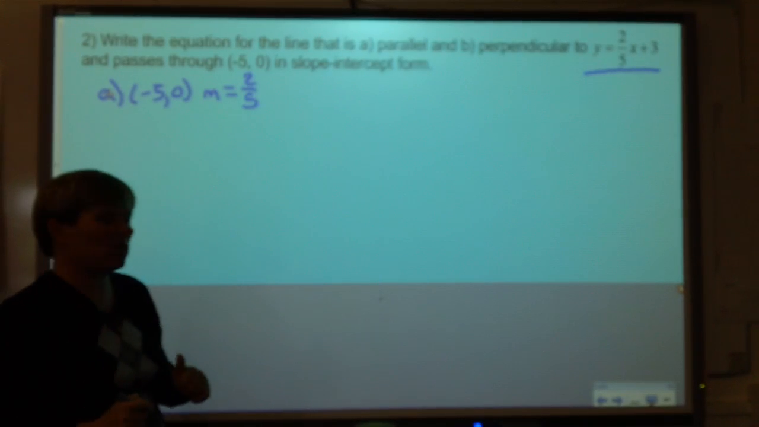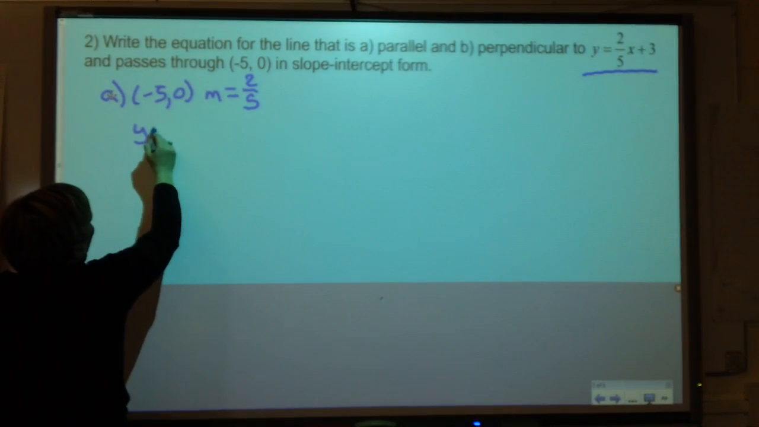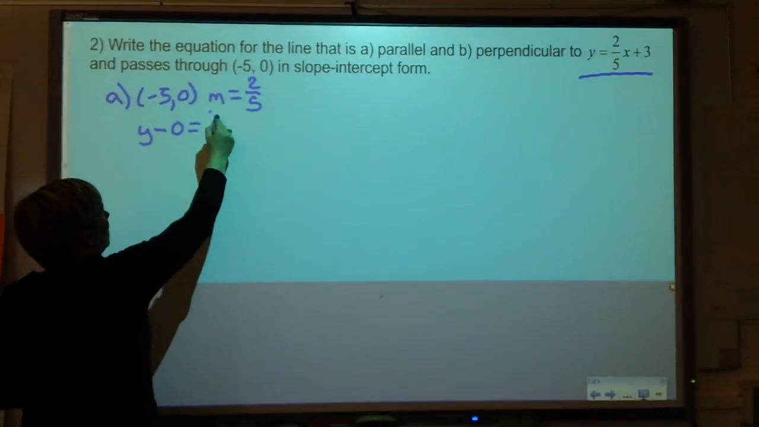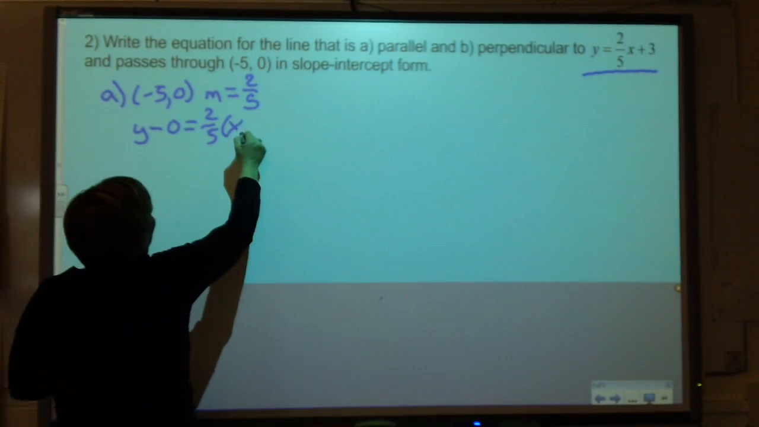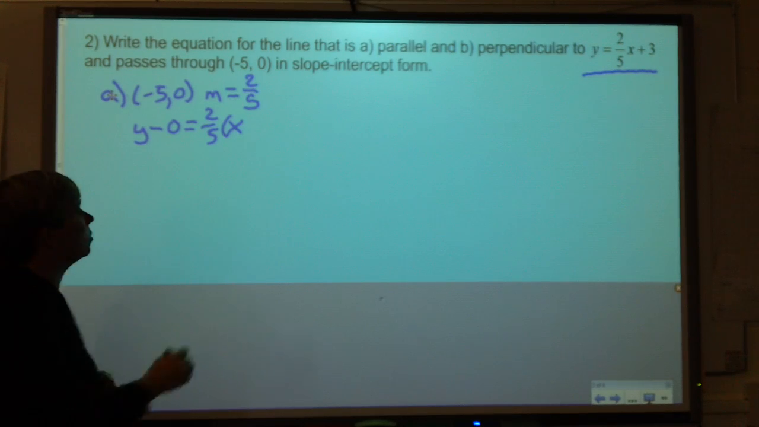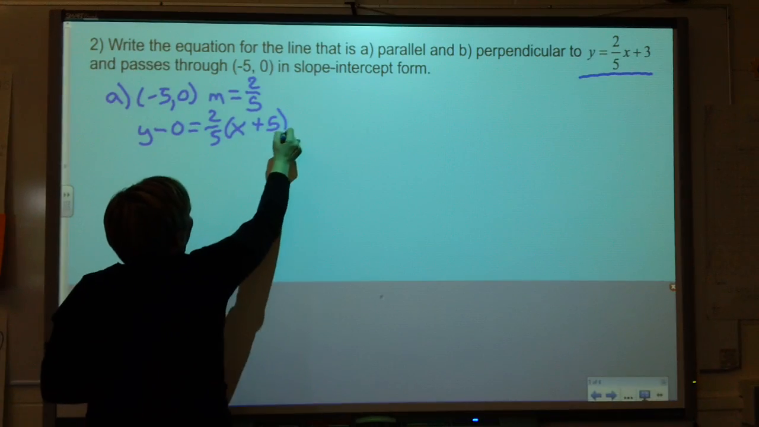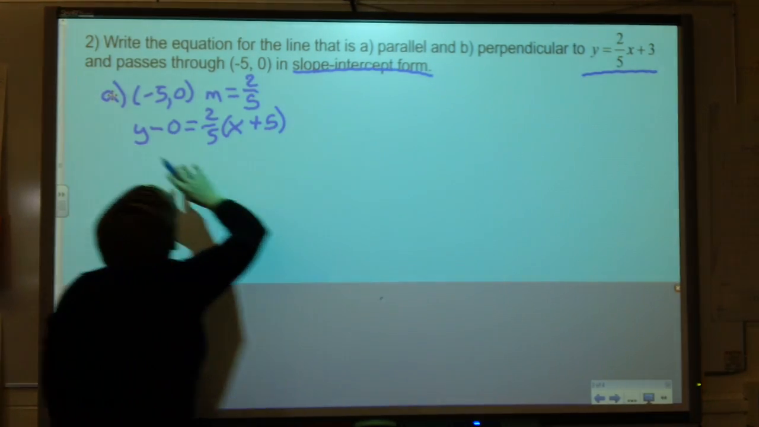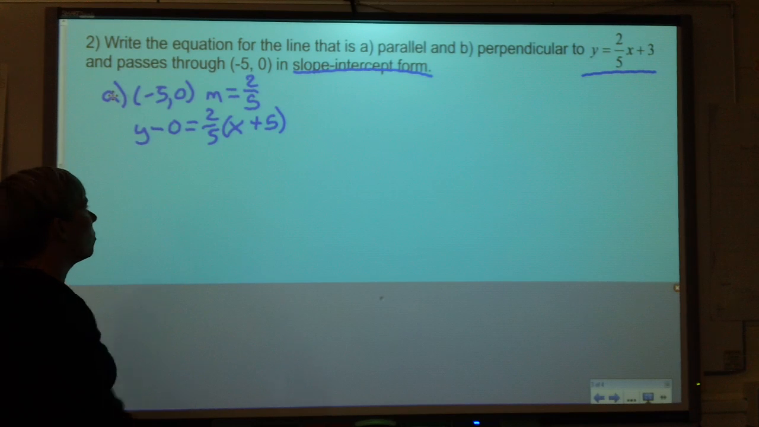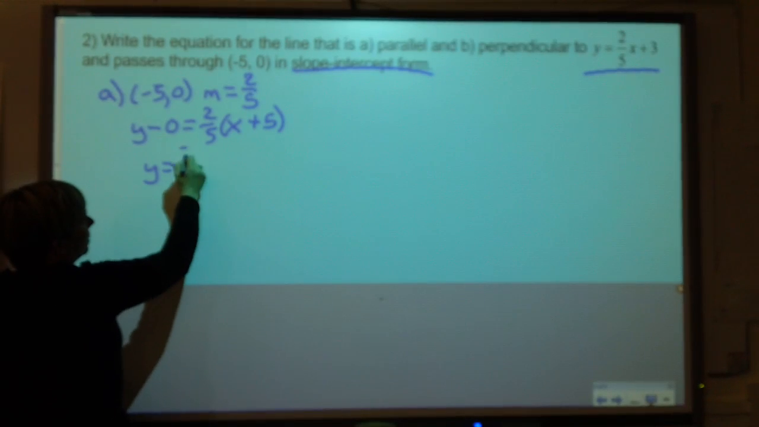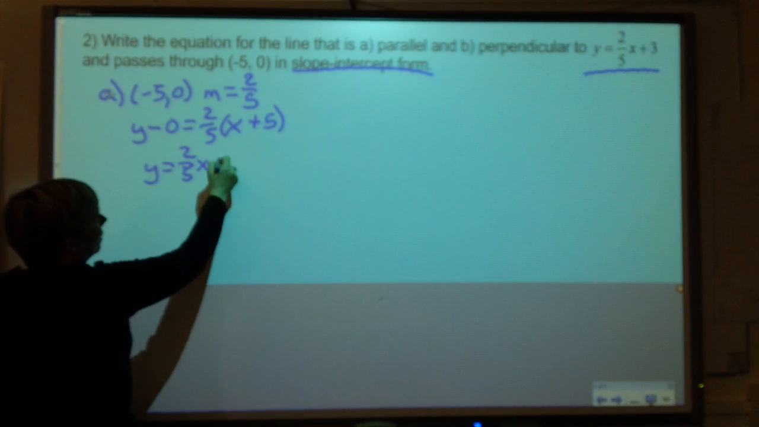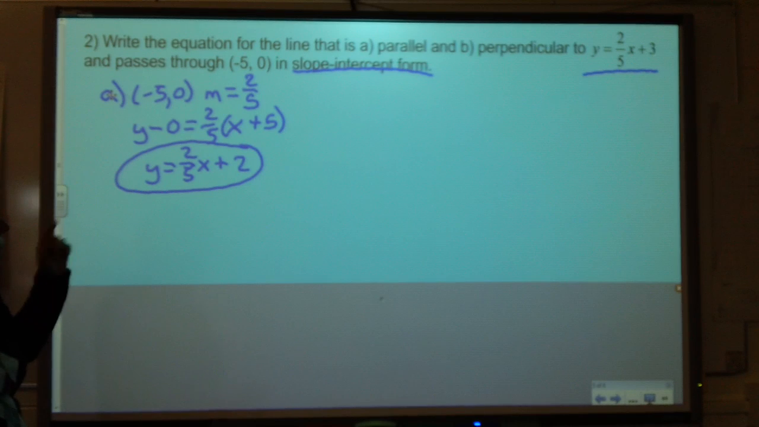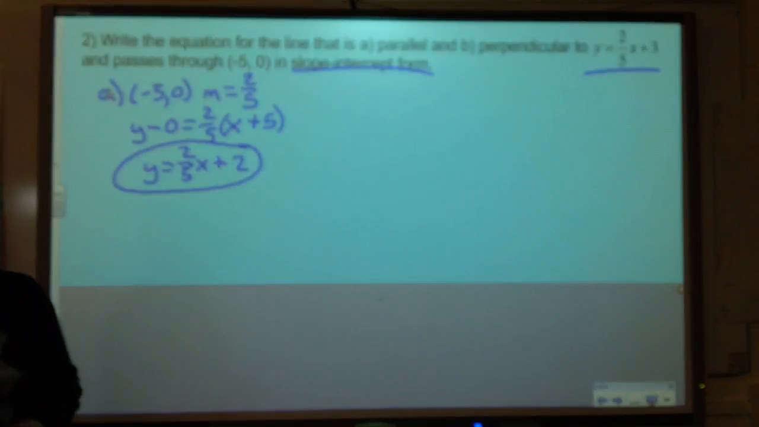Then I'm going to use my point-slope form. Point-slope form says I'm going to do y minus my y-coordinate is equal to my slope, 2/5, times x minus my x-coordinate, which would give me x plus 5. I want my final answer in slope-intercept form, so all I need to do is solve for y. This is easy. Y minus 0 is y, distribute 2/5, and there's my equation for the parallel line through point negative 5, 0.